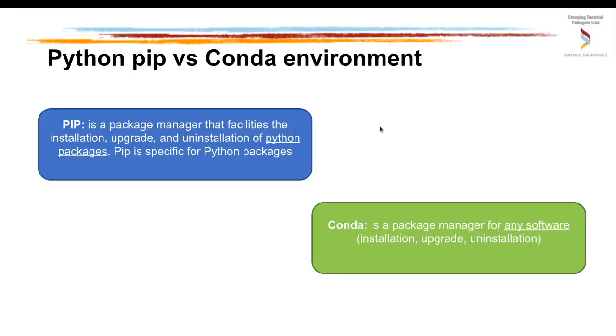So basically, the differences between Python pip and the Conda environment are: pip is a package manager that facilitates the installation and upgrade of Python packages only. Conda is a package manager for any software, so it can install and upgrade any different software, not only Python.